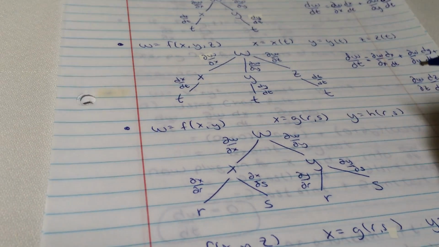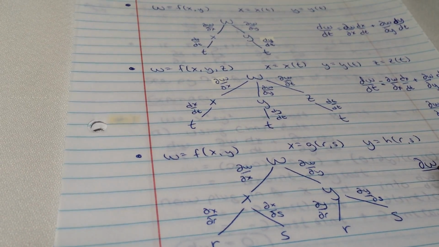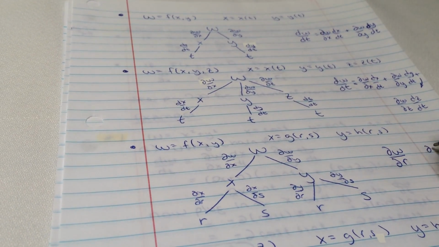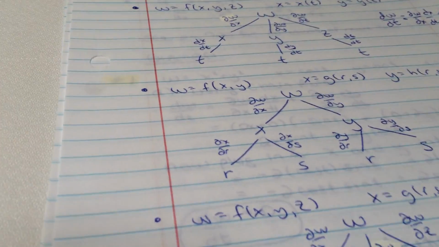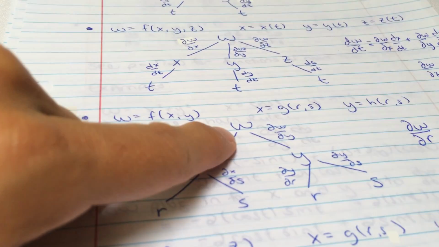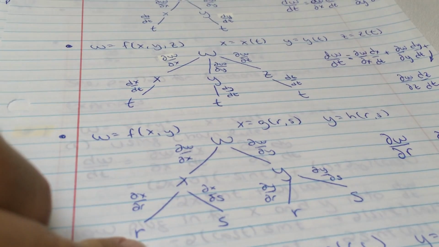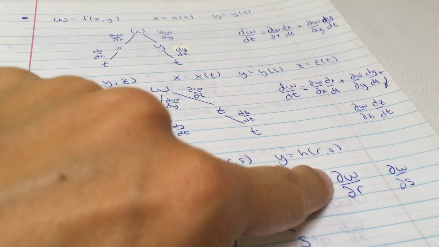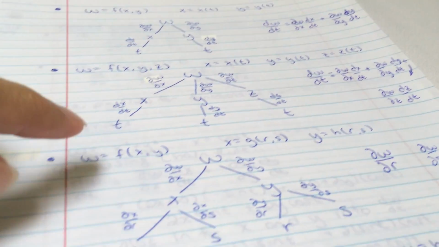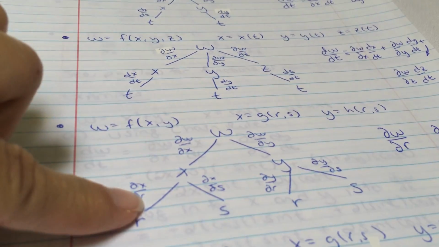There's no way I'm going to be able to fit it here, so I'm just going to write what you're finding, and then I'll flip back to the page with the formulas. These would be your two answers. Notice they start at W, and they end in either R or S. So two separate answers. And again, as you go down the branches, multiply.